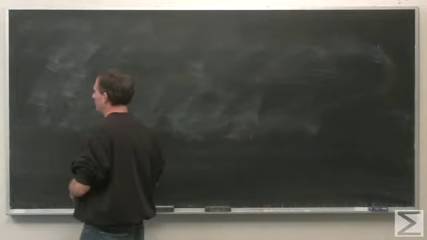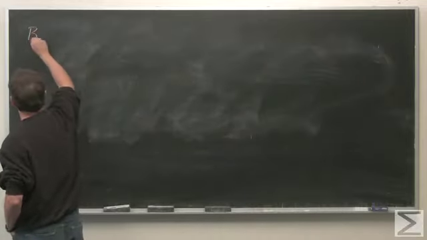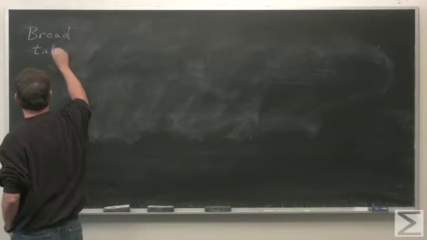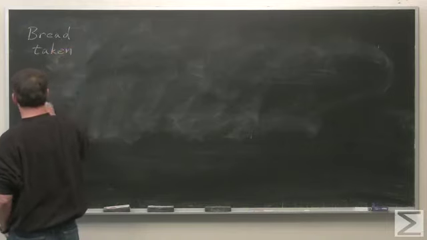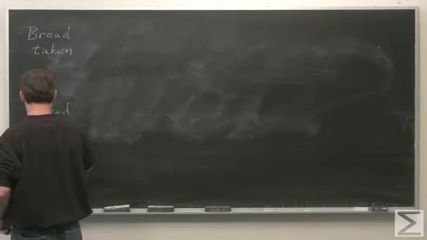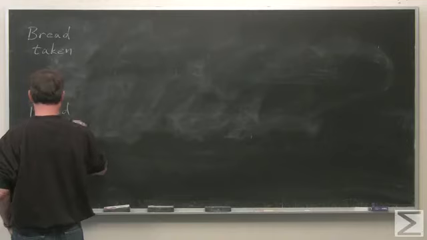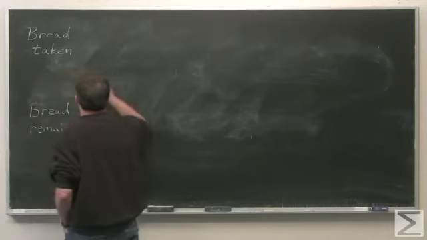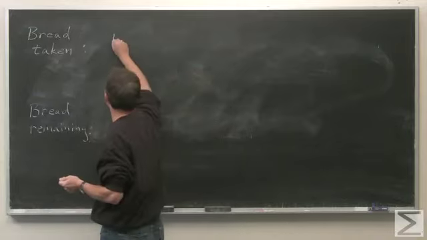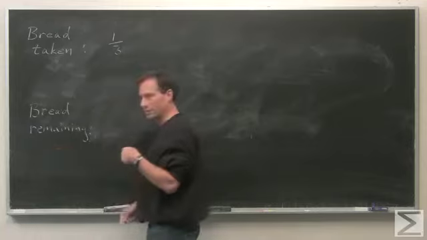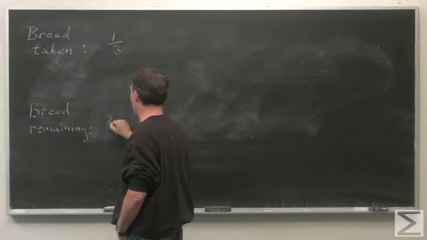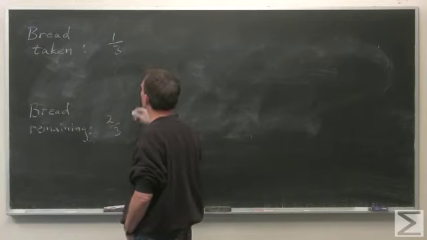So let me keep track of the bread taken and the bread remaining, as fractions of the initial one piece. After the first person takes bread, the bread taken is 1/3 of the initial piece, which is how we're going to keep track of everything. And of course, the amount of bread remaining is 2/3.